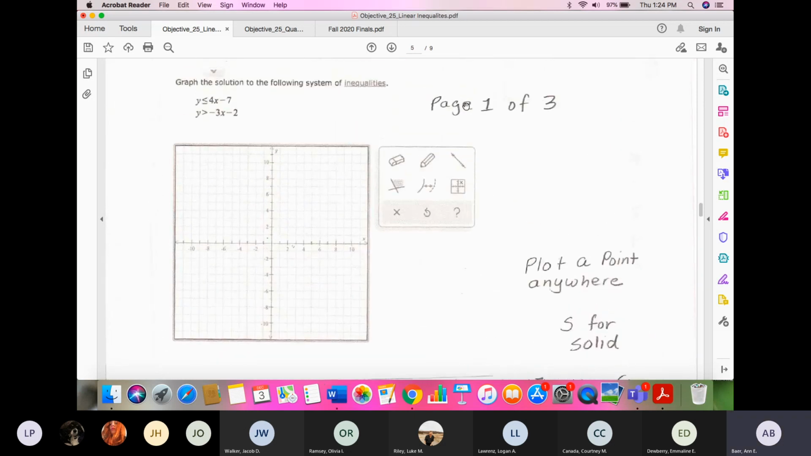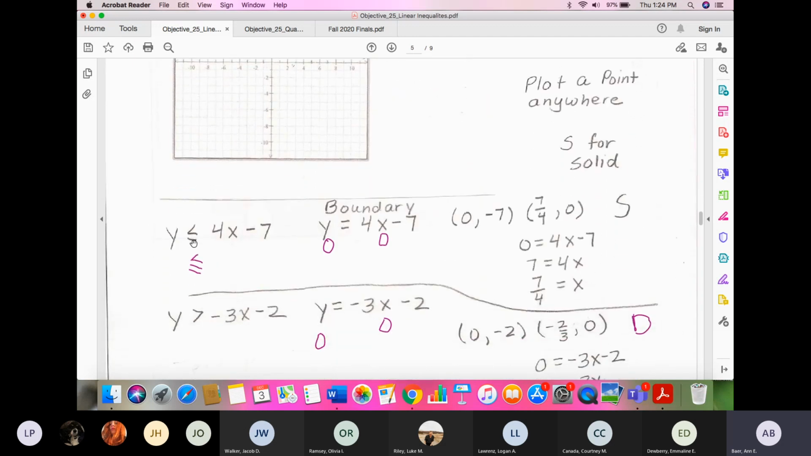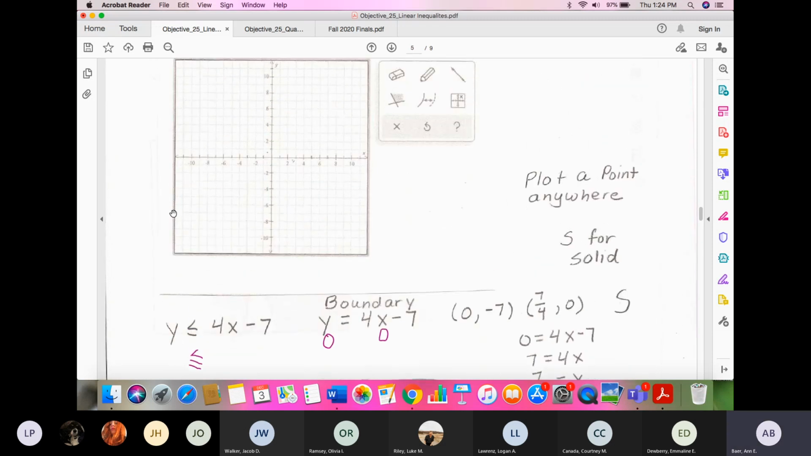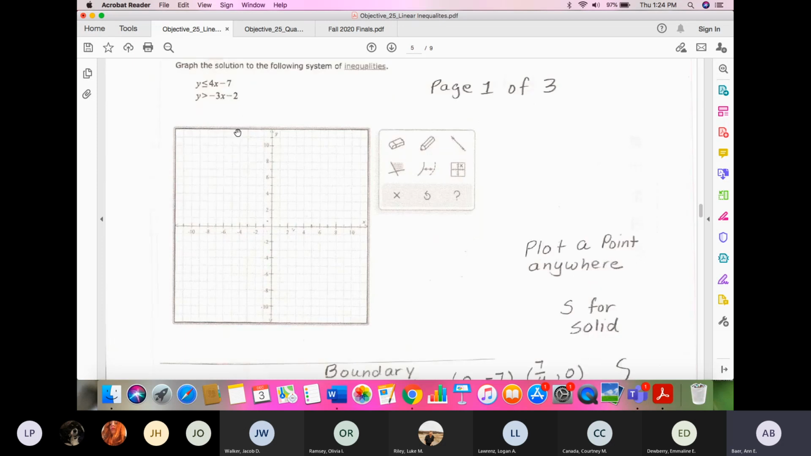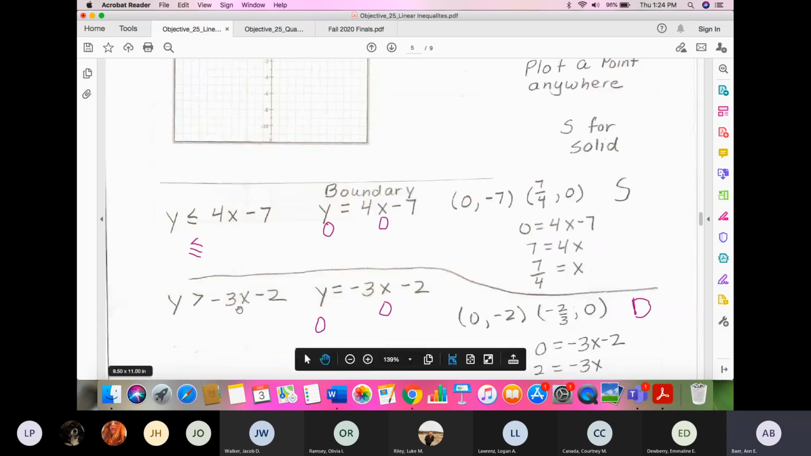So going back here, let's start by copying these down. Y is less than or equal to 4x minus 7. This less than or equal to, I would encourage you to think of that as the top part of the equal sign. And then I copied down my other inequality, y is greater than negative 3x minus 2, right here.